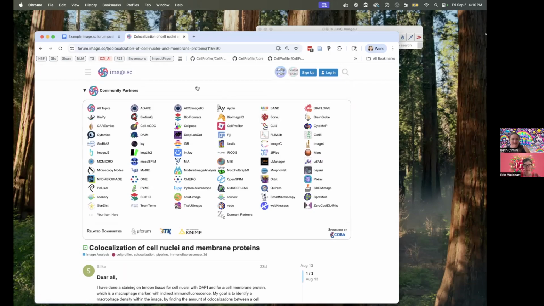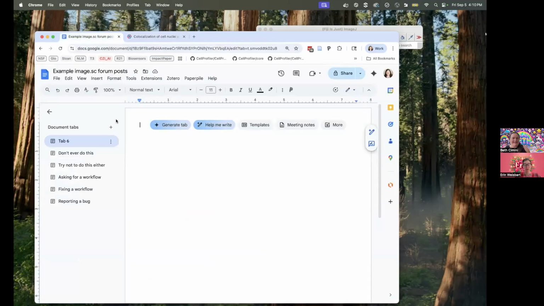So with that in mind, I've actually written up some example forum posts that we can talk through in terms of how can you get the best help on the Image.sc forum. And what I hope to emphasize here is not that you must follow a strict protocol, just some general best practices.